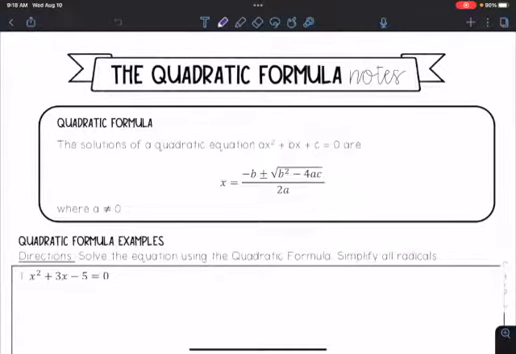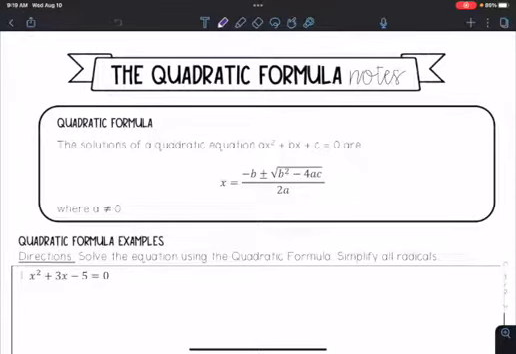So the quadratic formula gives the solutions of a quadratic equation of the form ax squared plus bx plus c equals 0, or x equals negative b plus or minus the square root of b squared minus 4ac all over 2a, where a is not equal to 0. This is a formula that we can use for any quadratic equation. It doesn't have to be in any special form in order to find its solutions, unlike some of our other methods that we learned, like factoring, that may not always be usable.